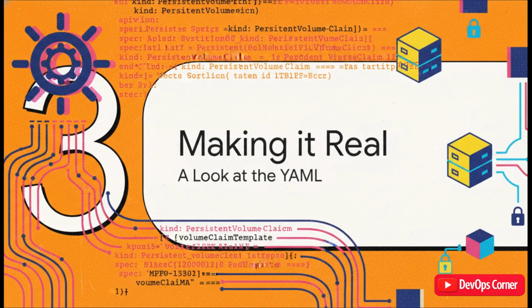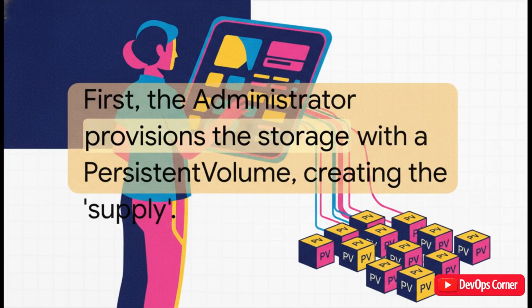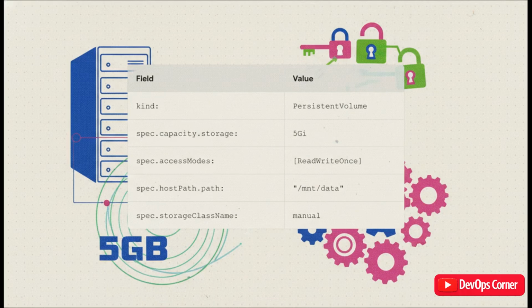Okay, that's enough theory. Theory's great, but let's see what this actually looks like in practice. Let's get our hands dirty and look at the YAML. First things first, let's put on our admin hat. Our job is to create that supply of storage by defining a persistent volume. Okay, let's break this down.